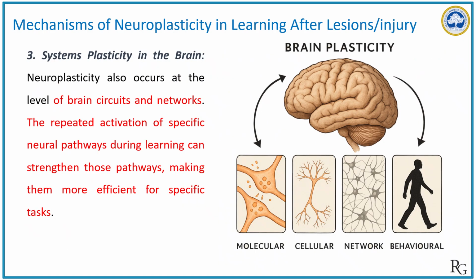So let's move on to another important level of neuroplasticity, systems plasticity in the brain. This refers to change not just at the level of individual neurons or synapses, but across entire networks and circuits in the brain. When we repeatedly activate certain neural pathways during learning, those circuits become stronger and more efficient, allowing the brain to perform a specific task with great precision. We can see this process very clearly in patients recovering from stroke.